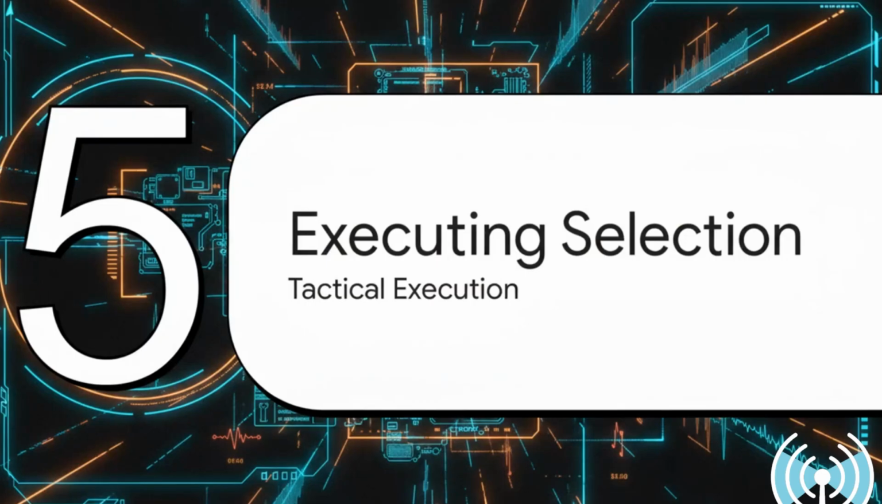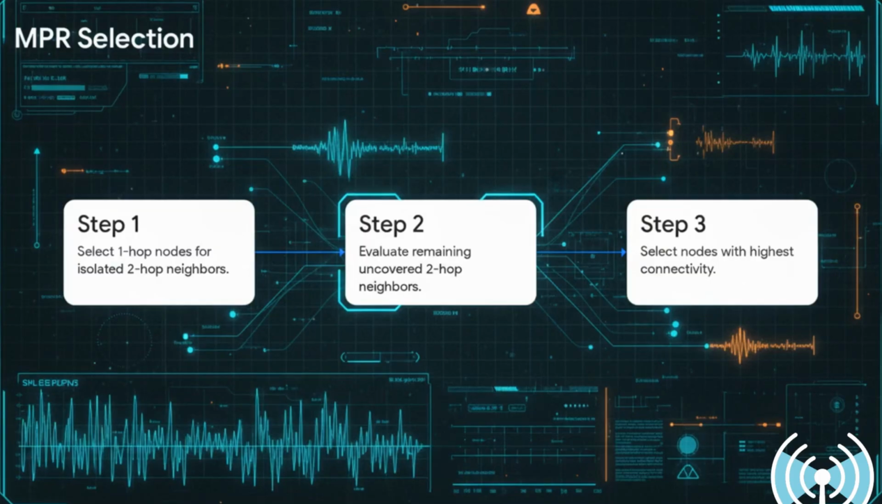Section 5. Executing the MPR selection. Let's zoom in and look at the tactical execution of how this is actually done. This selection algorithm basically happens in 3 stages. Step 1. The node looks at all of its 2-hop neighbors and finds the isolated ones, the targets that can literally only be reached through one specific 1-hop neighbor. It immediately locks in those 1-hop neighbors as MPRs. I mean, you have to secure the isolated targets first, right?